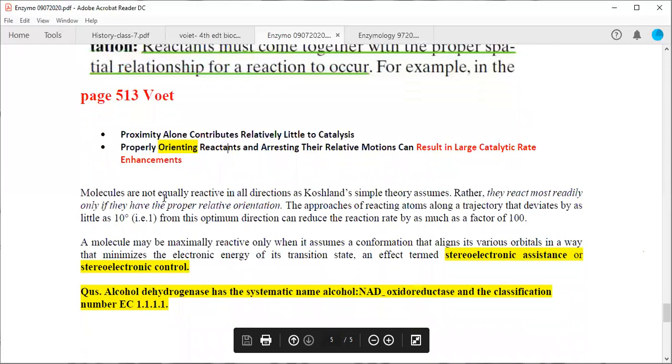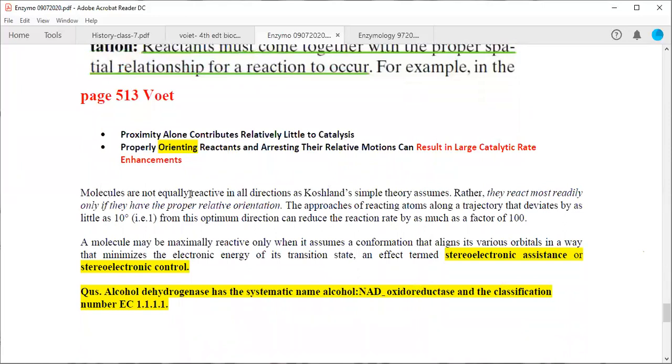It is also given here that molecules are not equally reactive in all directions. This is very obvious, because in all directions they are not going to react with each other, but they will react most readily if they have the proper relative orientation. This is very important. If they have a proper relative orientation with each other, the reaction can happen and the rate of reaction will be enhanced.